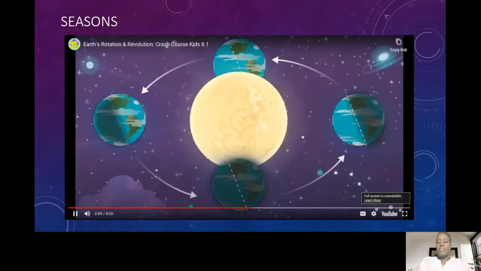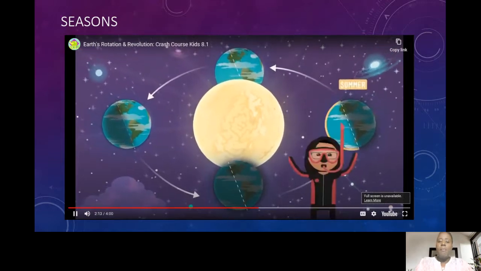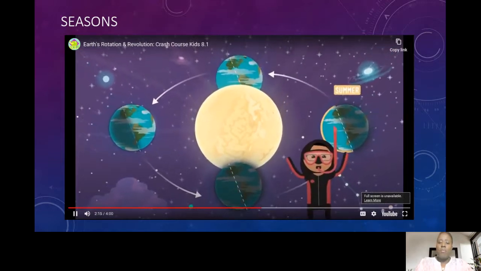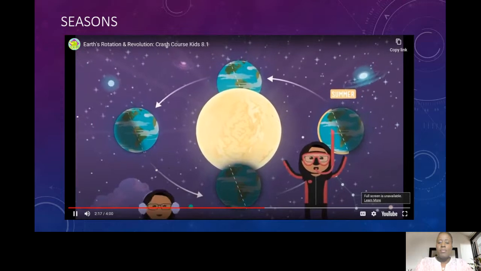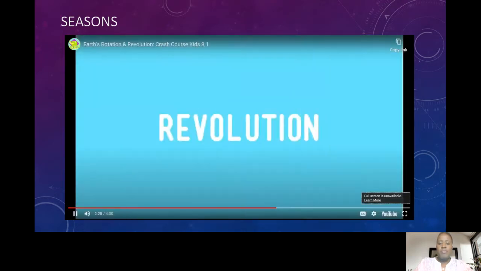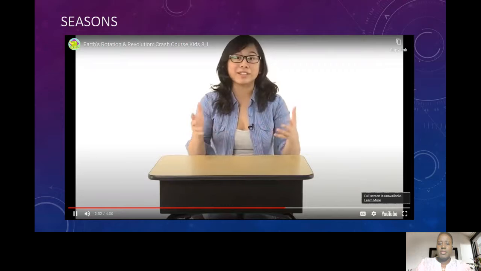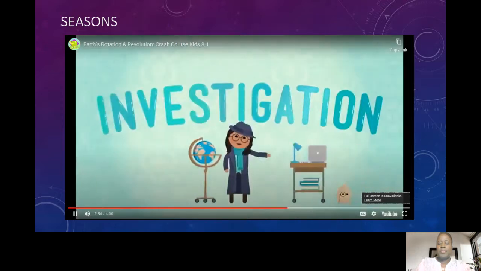When the part of the world that you're living in is leaning towards the sun, it's warm and the days are long. Summer. When you're on the part that's leaning away from the sun, it's cold and the days are short. Winter. In between, it's spring or autumn. If the Earth weren't tilted, we would have the same season all year long. So, revolution, rotation, orbit. Is your head spinning? Let's do a demonstration to shed a little light on these concepts.